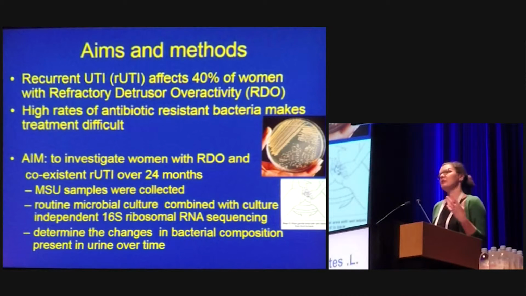So therefore, we wanted to investigate women with refractory detrusor overactivity and coexistent recurrent urinary tract infections, over about a 24-month period. We collected midstream urine samples after careful labial toilet. Half of the urine sample went for routine microbiology, and we noted the culture reports. The other half went for culture-independent 16S ribosomal RNA sequencing, very similar to Linda Brubaker's technique. And then we wanted to determine the changes in bacterial composition in the urine of these women over time.